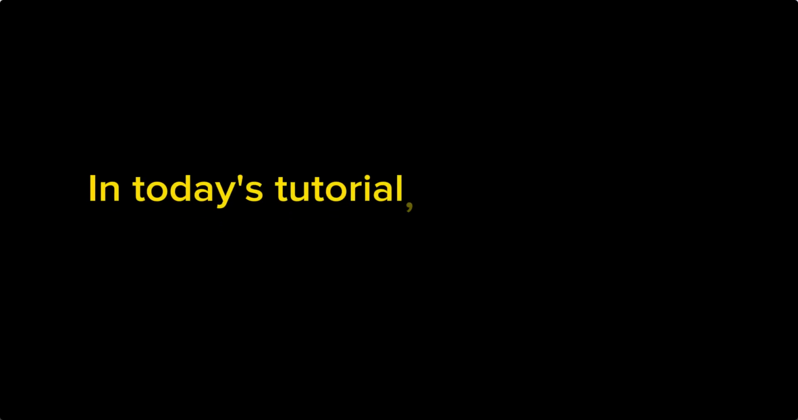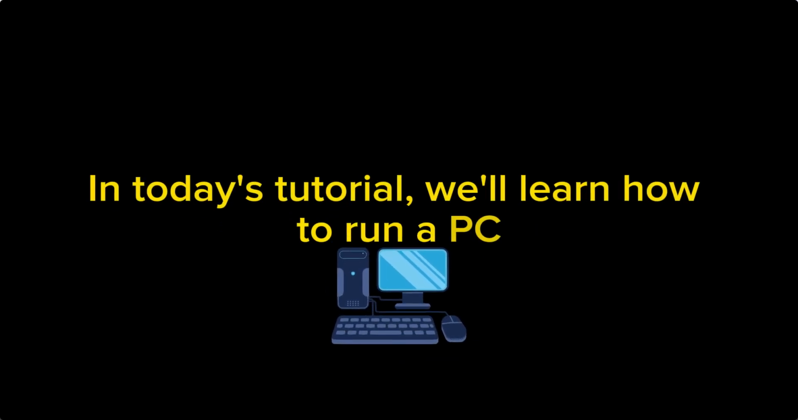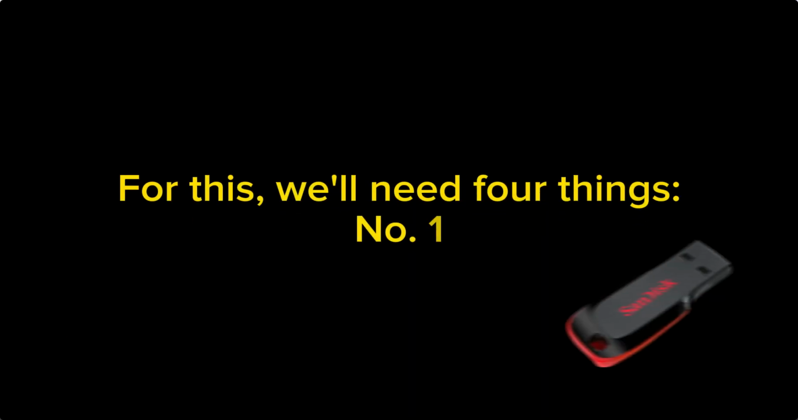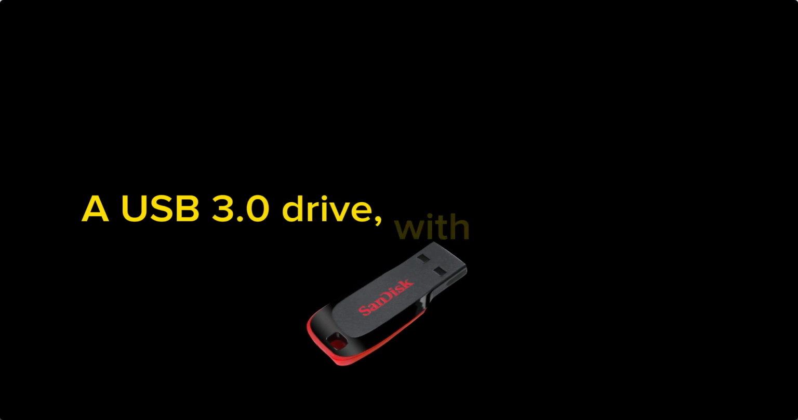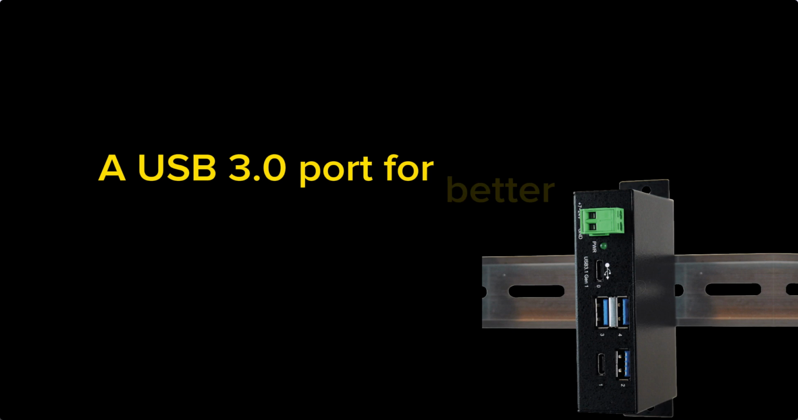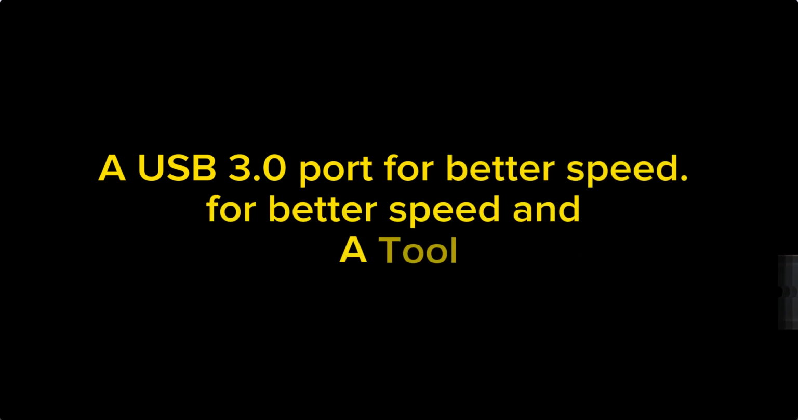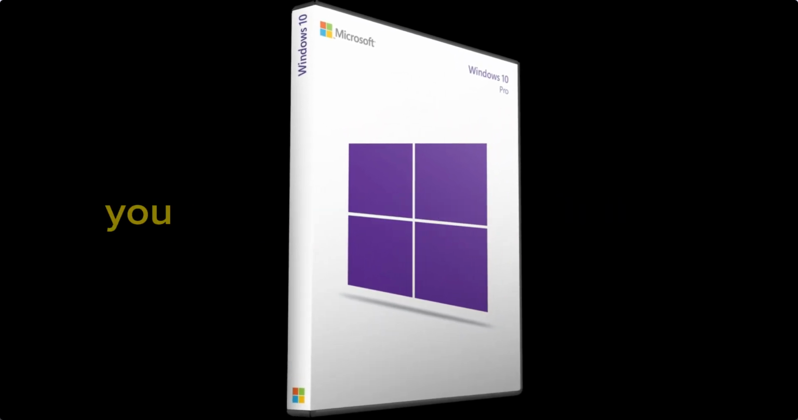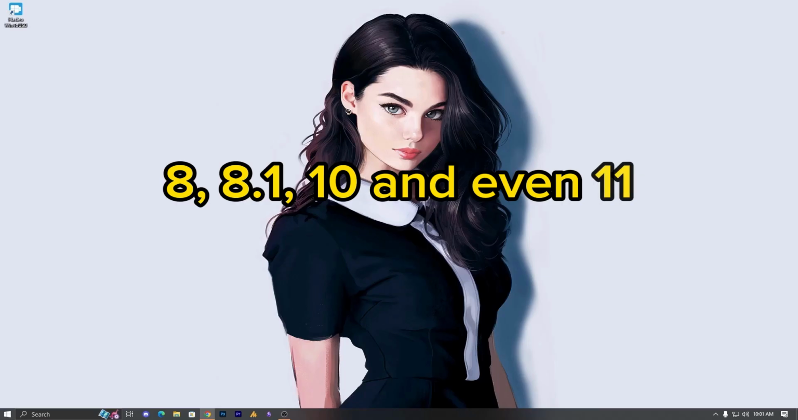In today's tutorial, we will learn how to run a PC without hard disk and SSD. For this, we will need four things. Number one, a USB 3.0 drive with 32 GB space, a USB 3.0 port for better speed, and a tool. I'll show you further about the tool, and a Windows ISO. Now, about the Windows, you can choose whether Windows 7, 8, 8.1, 10, and even 11.